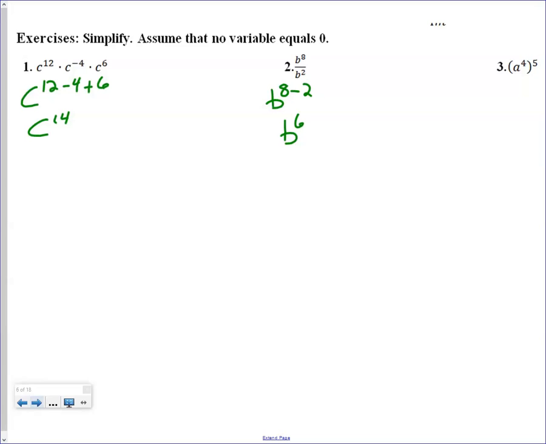A to the 4th to the 5th, right? This means that we're taking a to the 4th times itself 5 times, right? Every a to the 4th is a times itself 4 times, and we're doing that 5 times, so we get a to the 20th. Again, you can also look at that as a to the 4 times 5. Again, a to the 20th.